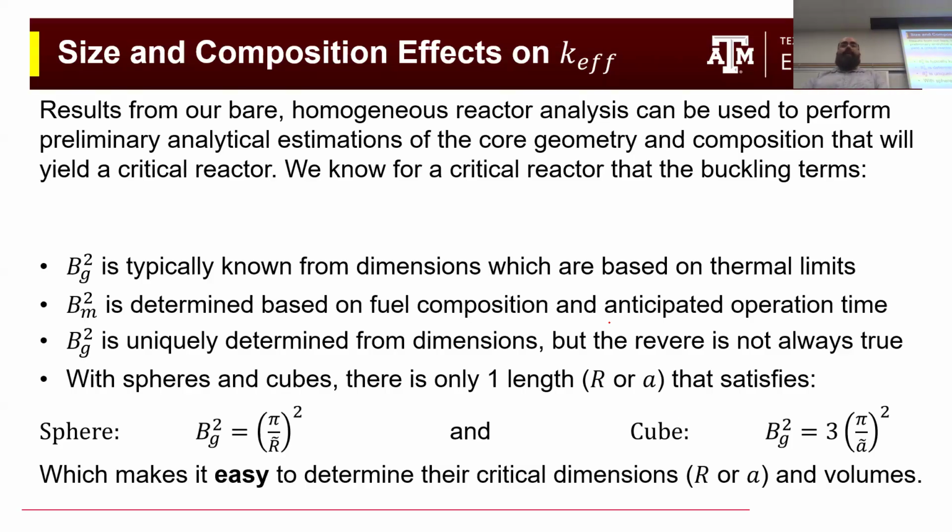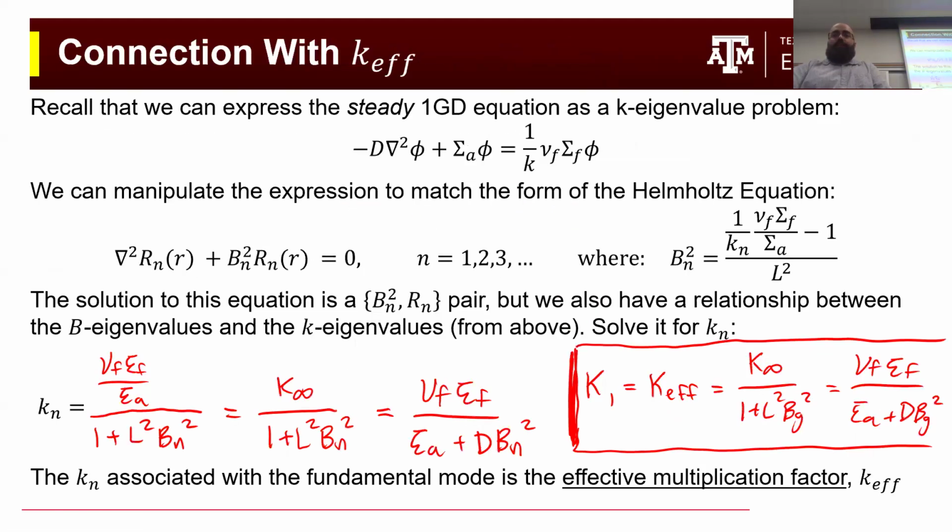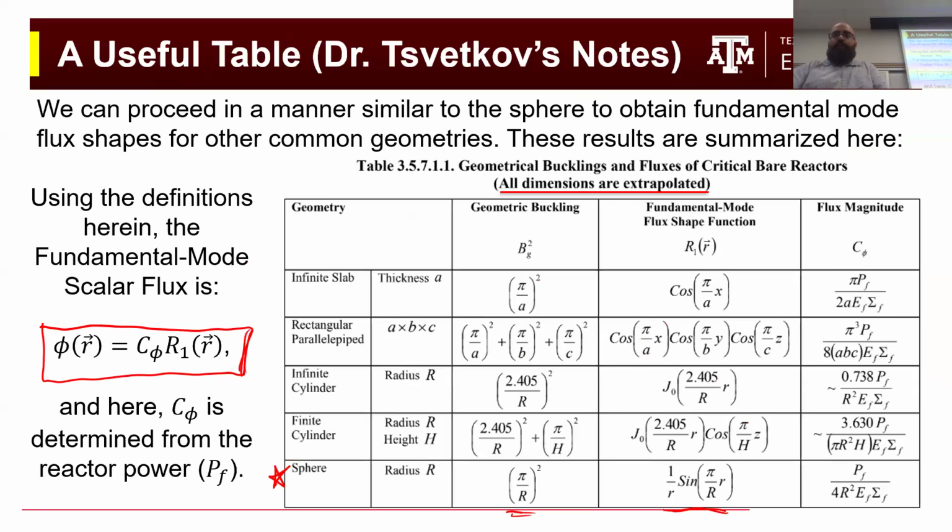So in general, if we want to talk about what is a critical system, the newest of the new definitions that we've learned is that it means BG squared equals BM squared. This is a good starting point for finding critical geometries or critical configurations, where BG squared is all based on geometric properties. If I go back to our table real quick, notice that these BG squareds only depend on the dimensions of our reactor.